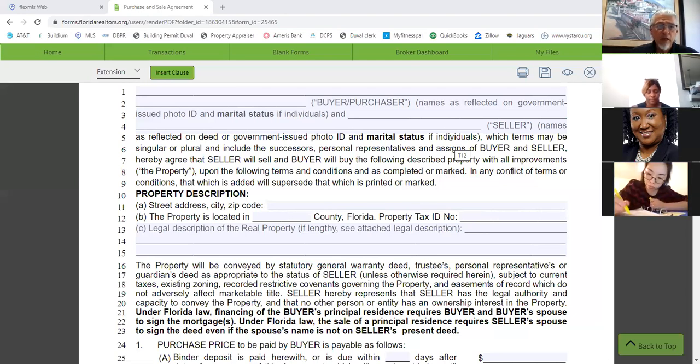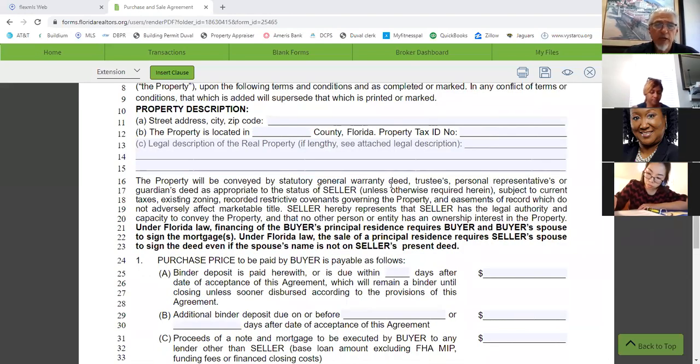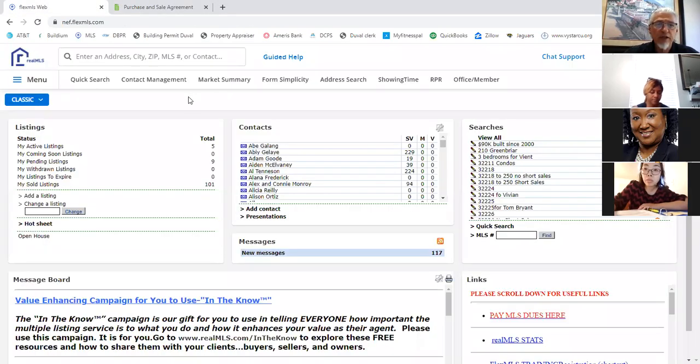Okay. Line 11, you're going to put in the street address in Duval County or whatever county it's in. The tax ID number. Does everybody know what the tax ID number is? It's different in different counties. Okay. That's how you're going to identify it on the property appraiser for that county's office. And the legal description. I'm going to show you real quickly how to find a legal description that you can use. It's not the correct legal description, but it's something that you can use.